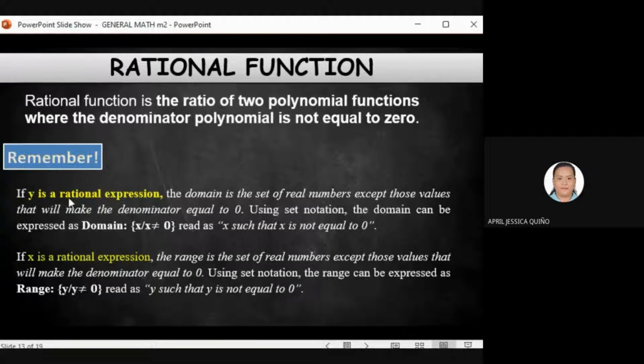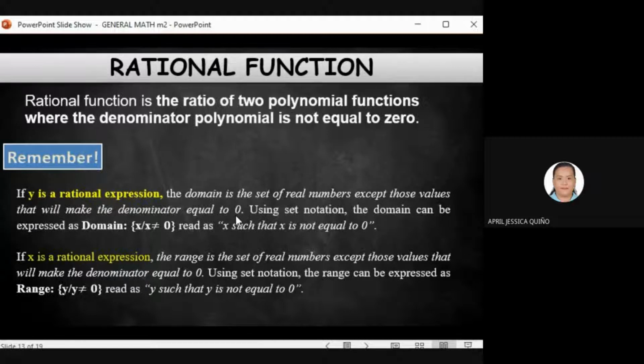If y is a rational expression, the domain is the set of real numbers except those values that will make the denominator equal to 0. Bakit ba hindi siya pwedeng maging equal to 0? It's because kapag nag-equal siya sa 0, ang mangyayari mga anak is you will get an undefined number, or the equation is undefined. So, wala siyang solution.